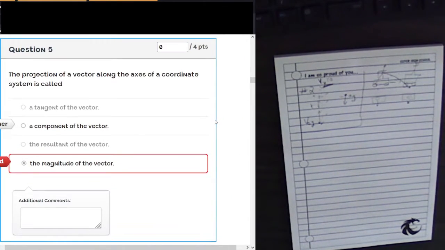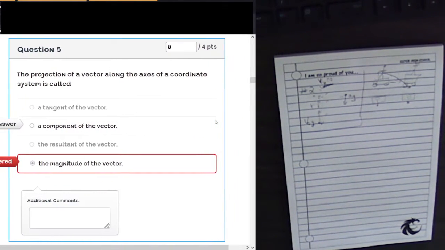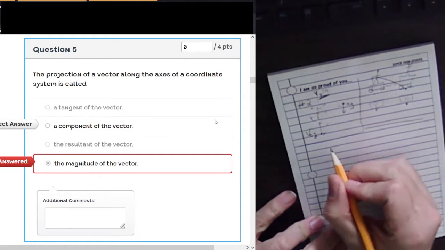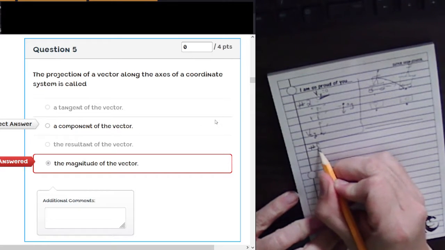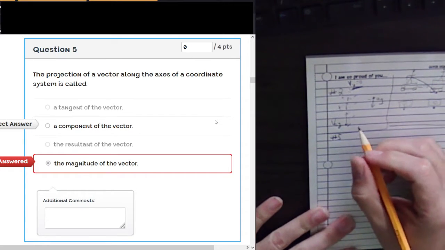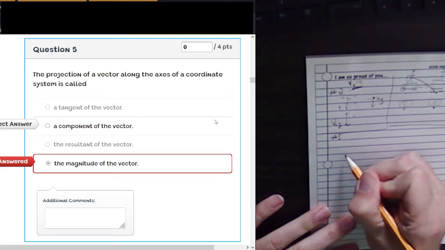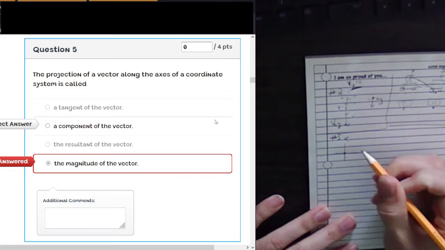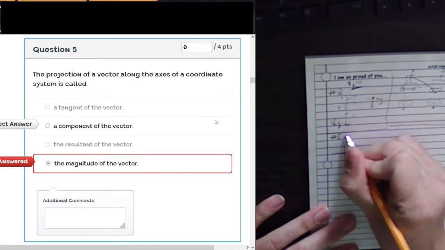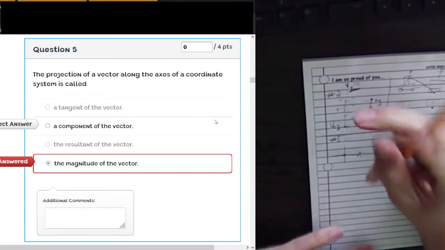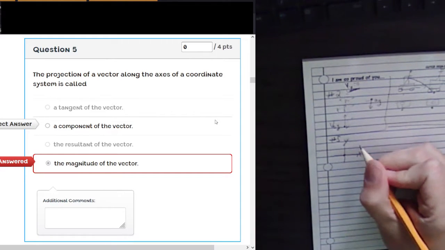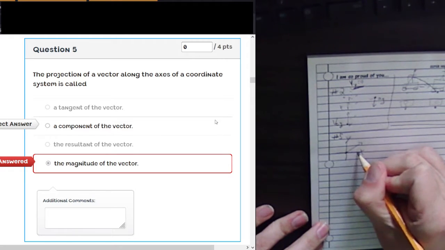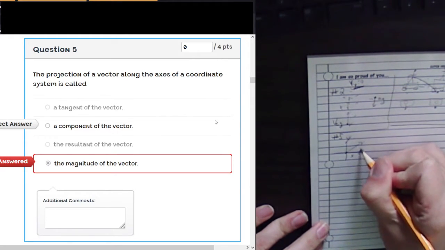The next one, it says the projection of a vector along a coordinate axis of a coordinate system. This is number 5. Number 5 says projection of a vector. So we have a vector. We take our coordinate system here. We've got y and x. And so we've got this vector here. Remember we talked about how we can break a vector into its components. We have an x component and we have a y component.